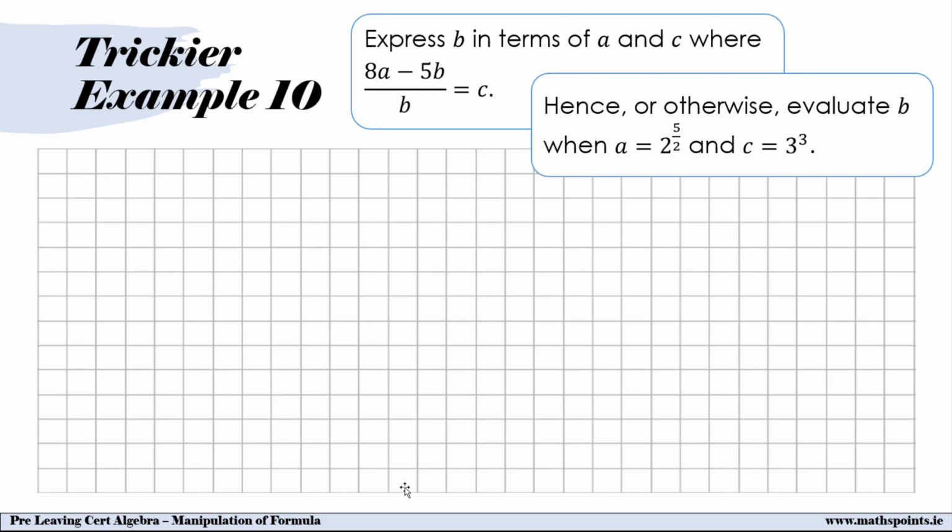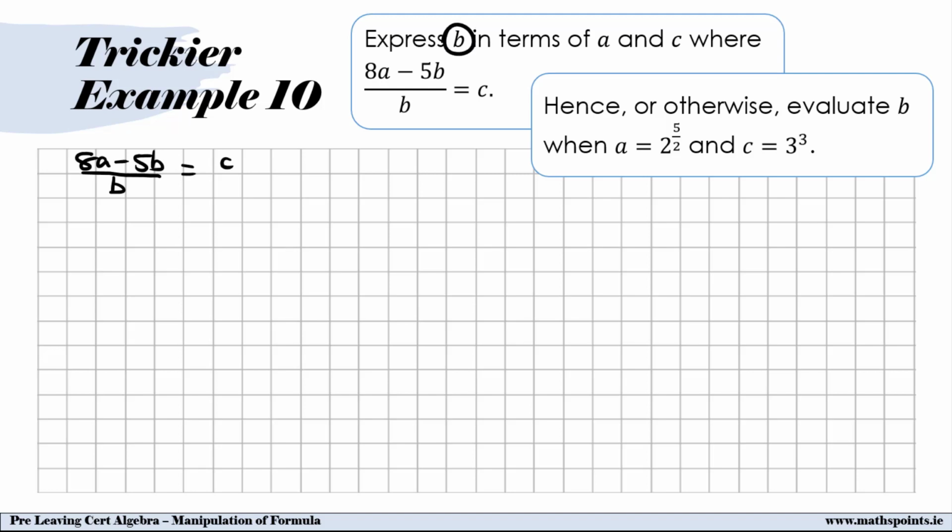Okay, our final question has been taken from a Leaving Cert Ordinary Level paper. So it's a question where we want to do some rearranging, and then there'll be a substitution aspect to it after that. So we're given that 8a minus 5b, all over b, is equal to c, and we want to make b the subject of the formula.